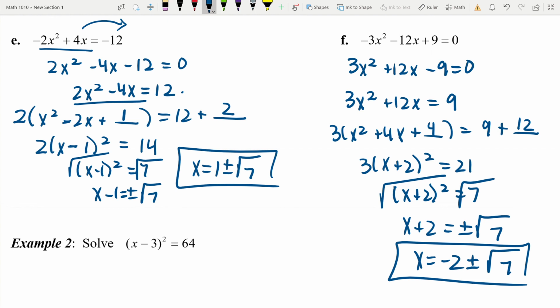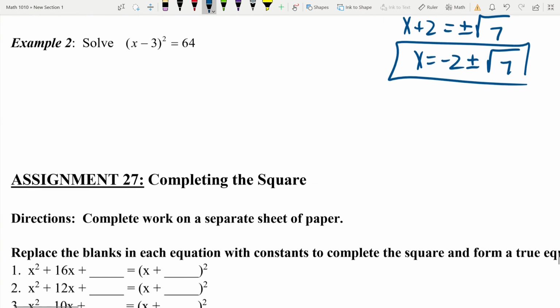Take out a 3, you're left with x to the second plus 4x plus blank equals 9. 4 divided by 2 is a 2, 2 to the second is a 4. 4 times 3 is 12, that goes on the other side. Then I factored, goes to an x and a plus, square root of 4 is 2, the whole thing squared. 9 plus 12 is 21. Divide by 3, you get a 7. Square root it, x plus 2 equals plus or minus the square root of 7. Move your 2 over, it becomes a negative. There's your answer. Okay, all right, one more.